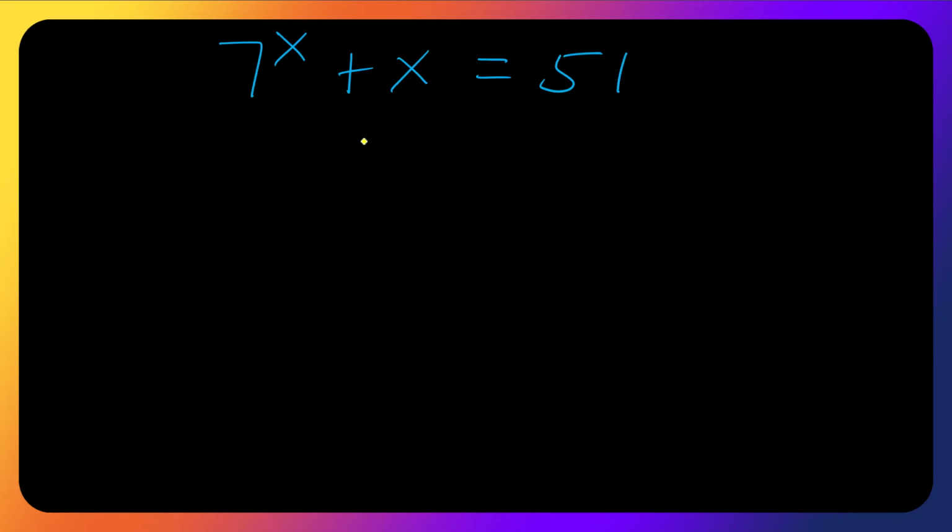How do we solve for x given 7 to the power x plus x equals 51? Solution. Now, first of all, let's observe this by inspection. If I plug in 2 here, this side will be 49. So 49 plus 2 is 51. So it means 7 squared plus 2 will give us the solution, which simply means that x equals 2.